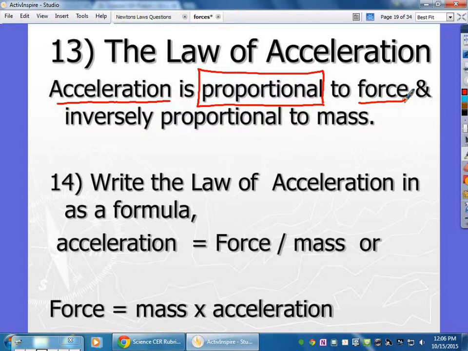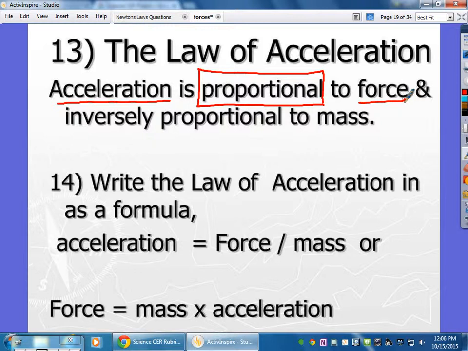So that means if force goes up, acceleration goes up. If force goes down, acceleration goes down, right? Proportional means they do the same thing. It's a mathematic term they use in graphing. One goes up, the other goes up. One goes down, the other goes down. And they go up proportionally, which means that if I hold mass constant and double the force, I double the acceleration. If I triple the force, I triple the acceleration. 10 times the force, 10 times the acceleration.